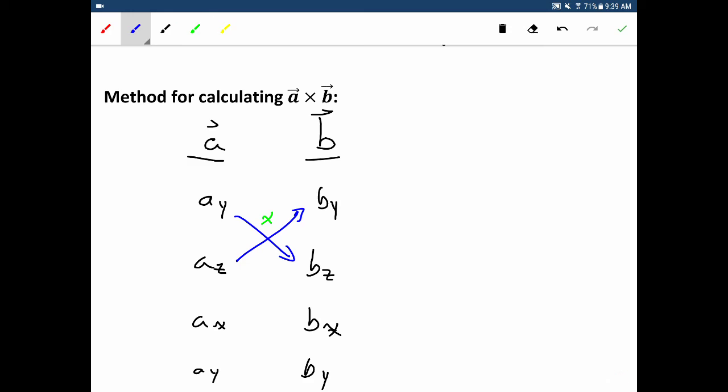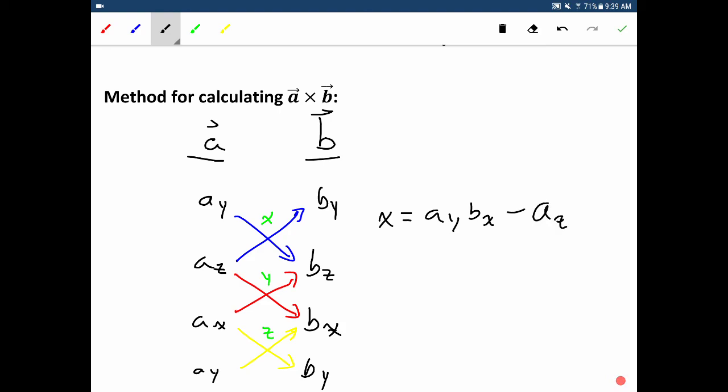Okay, then we'll do, here, let me use red. Then we'll do this one minus this one, and that's my Y. And then finally, we'll do this one minus this one, and that's my Z. So what that gives me is that X is equal to AY times BZ minus the AZ times BY.